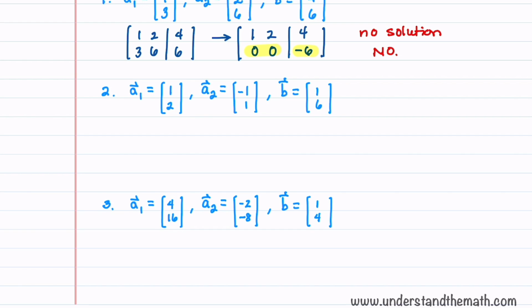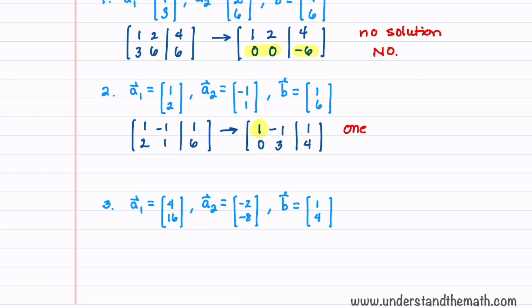Let's now look at our second example. Just like the first one, we're going to create our augmented matrix, and then we're going to put that augmented matrix in echelon form. We get a matrix that looks like this. We have a pivot in every column, and that tells us that we have a unique solution. That means that B can be written as a linear combination of A1 and A2.